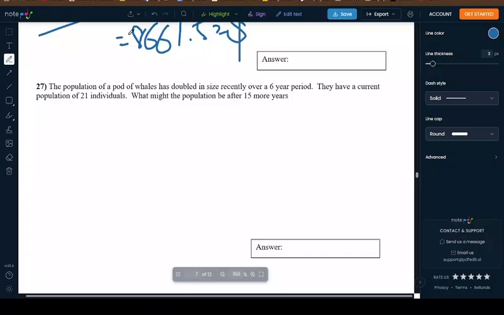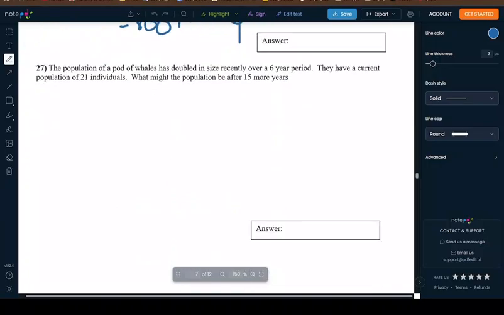The population of a pod of whales has doubled in size recently over a 6-year period. They have a current population of 21 individuals. What might the population be after 15 years? So you should write an assumption statement. So assume our population continues with our current data. You should do that.